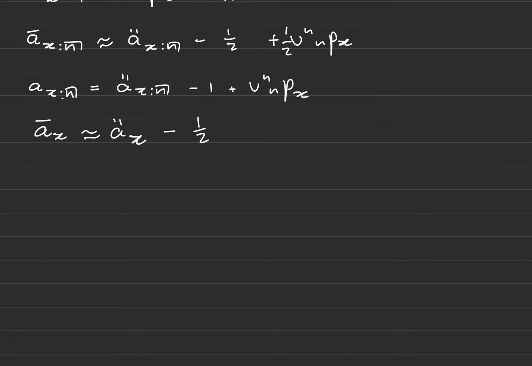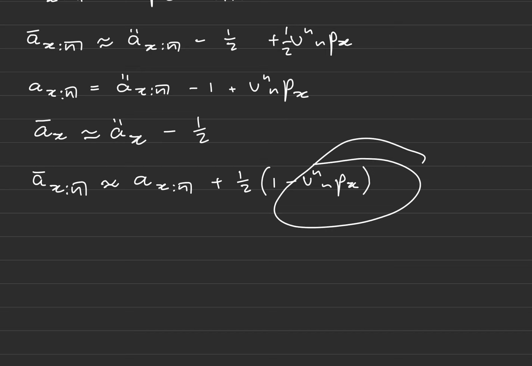Okay, so next I have a continuously payable temporary annuity, which approximately equals an annuity in arrears now, not an annuity in advance. Temporary annuity plus a half into 1 minus v to the n npx. Okay, if you use these two formulae, you can arrive at this third formula over here.